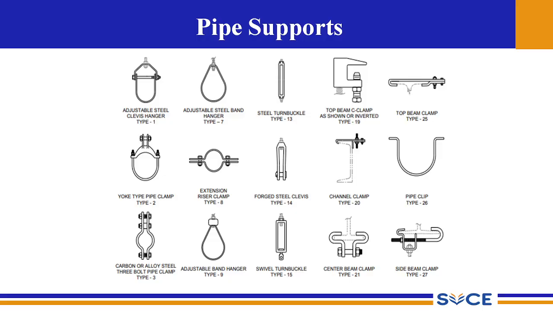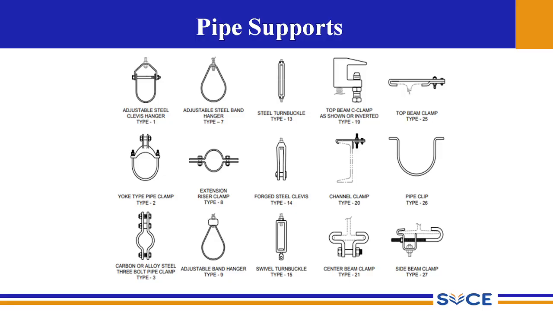Next is the carbon or alloy steel 3-bolt pipe clamp. This is an attachment for suspension of horizontal stationary lines. We have 3 bolts, two on one side, one on the other side, and this is made of carbon or alloy steel material. The pipe attachment for suspension of horizontal lines will be given by this type 3.